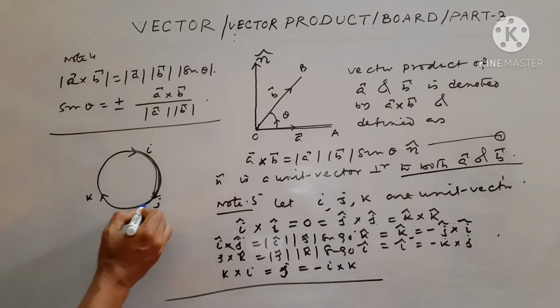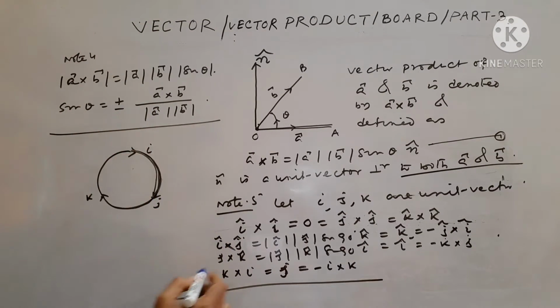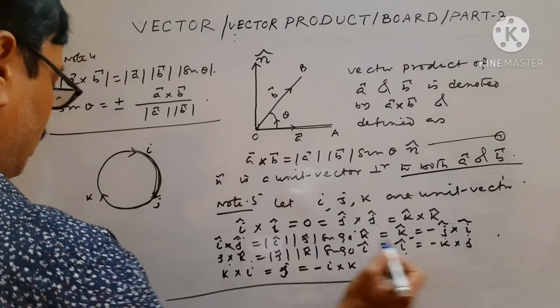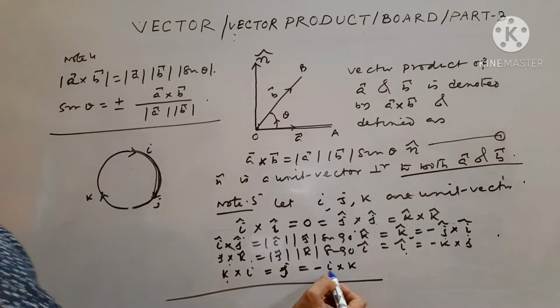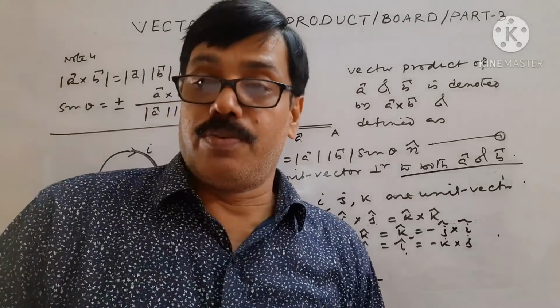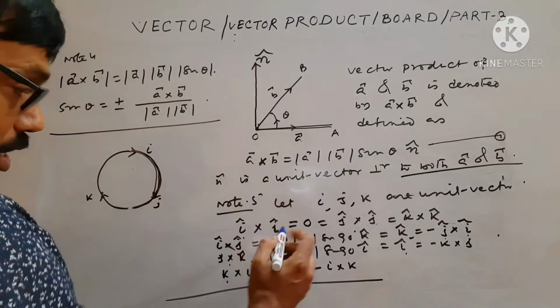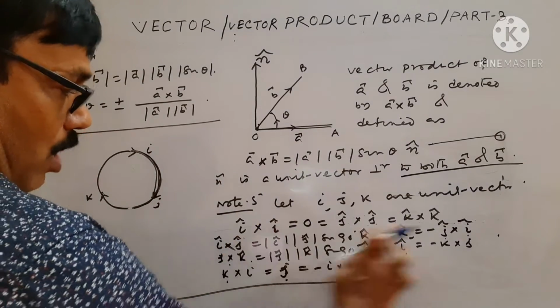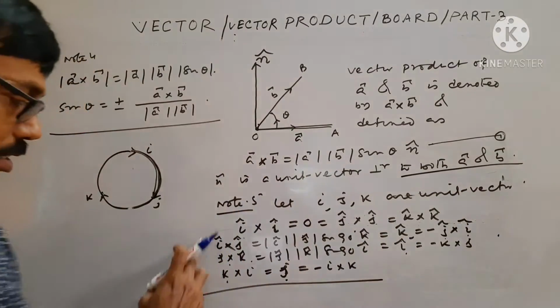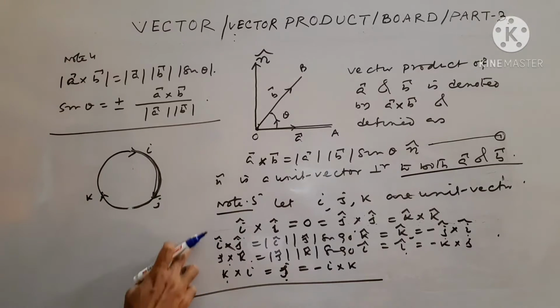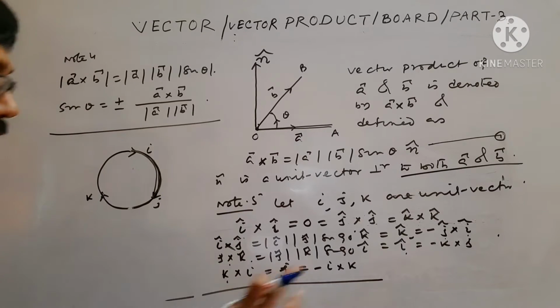Now look, j cross k is i, k cross i is j. So in the case of cross product, three of them are 0. If we take equal vectors and take the cross product, they are 0. But if we take i cross j, they are non-zero.